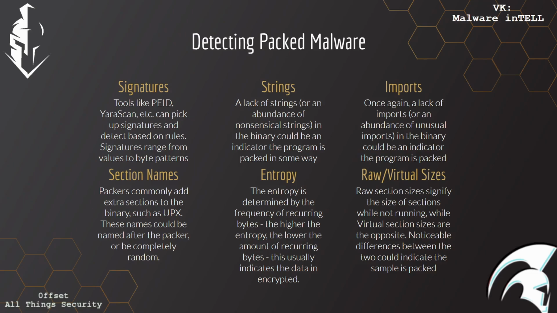Next up we've got entropy. The entropy is determined by the frequency of recurring bytes. The higher the entropy, the lower the amount of recurring bytes. This usually will indicate the data is encrypted, which is another hint that the malware is packed.